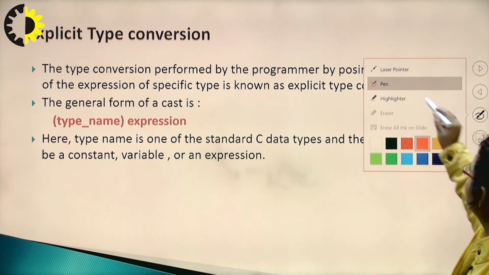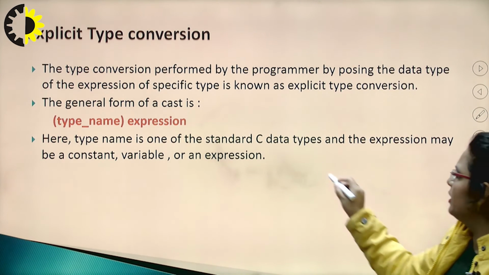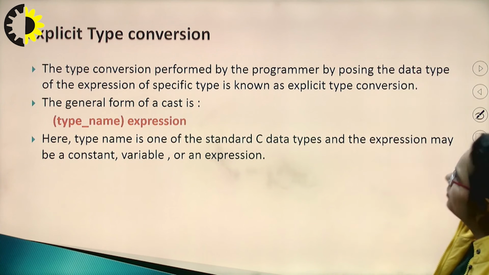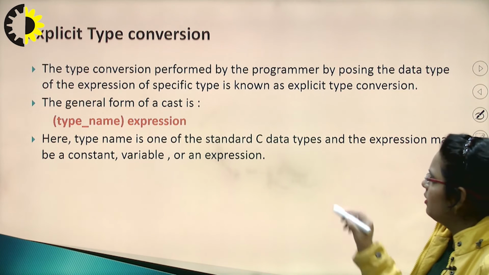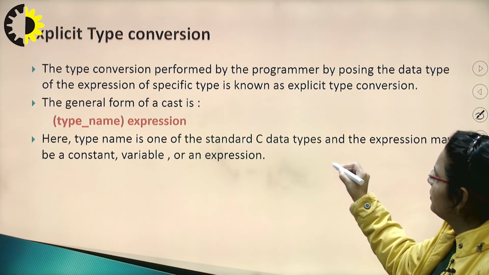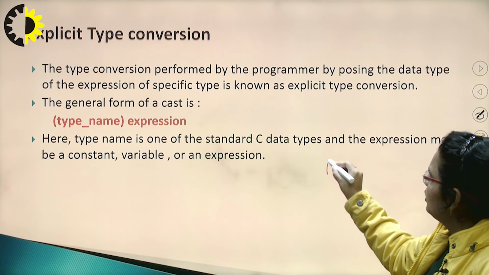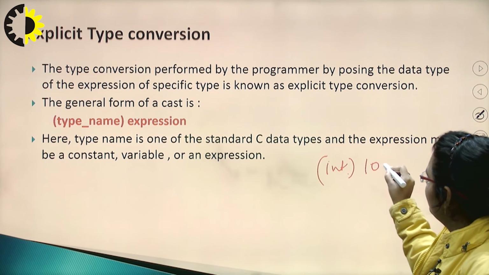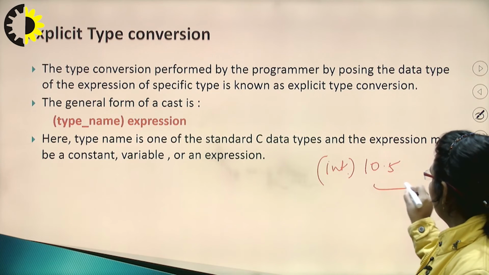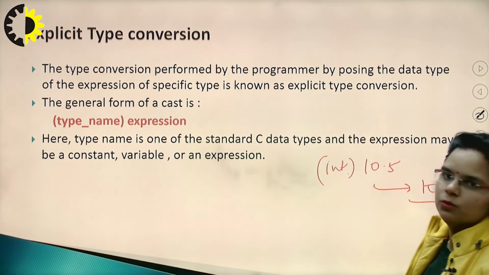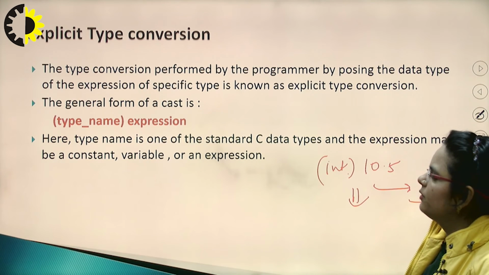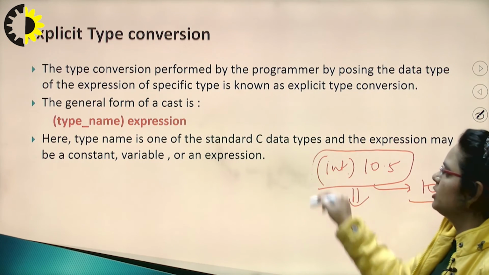Another example: suppose here are some examples. Let us say we are doing int 10.5. The output would be 10. Only the integer value would be evaluated. This is the explicit type conversion. This is the basic format of explicit type conversion.